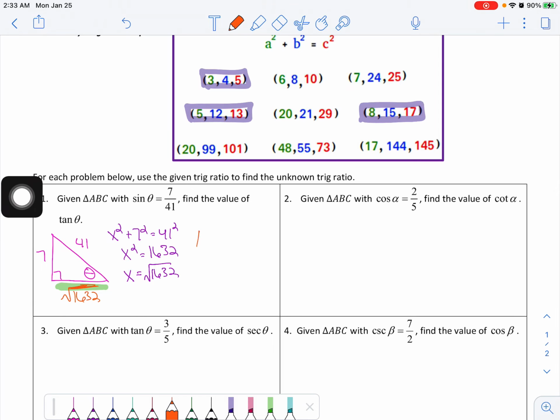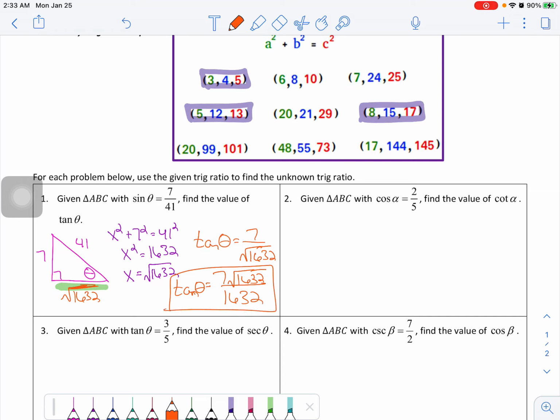So if you need to find the tangent of theta, tangent of theta would be opposite over the adjacent side. Now, we really should rationalize this, so we're going to multiply top and bottom by root 1632, and 1632 is not divisible by 7, so that denominator is just going to stay. So I don't think I intended to make this problem quite that weird, so we'll just deal with it and move on to the next one. But the process is basically the same idea.